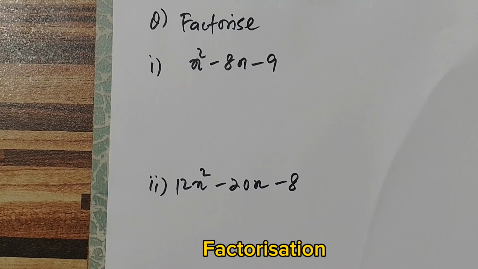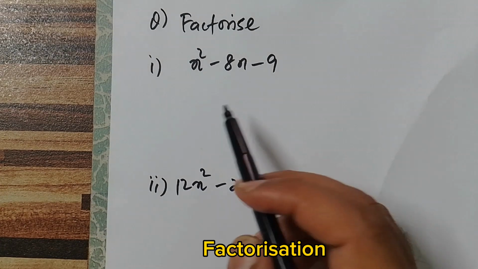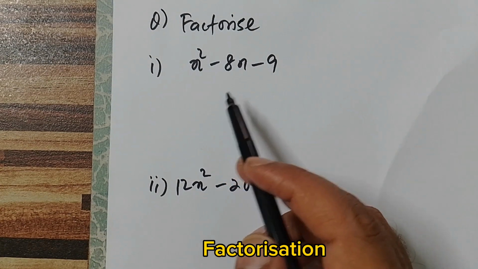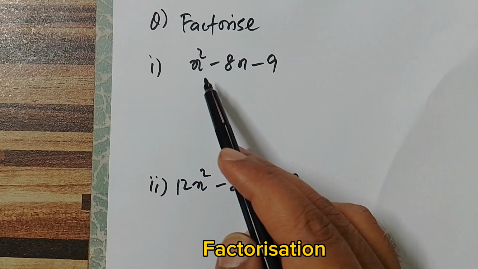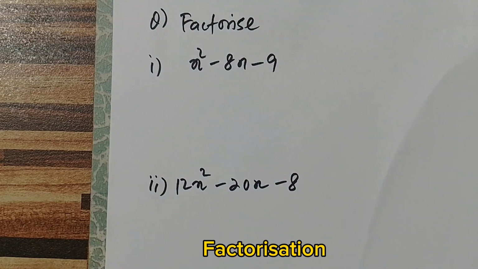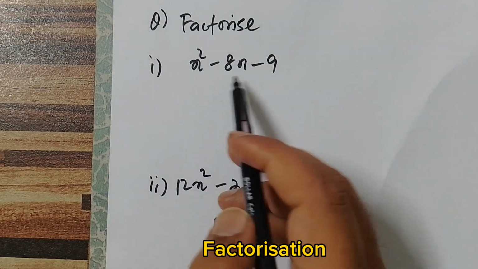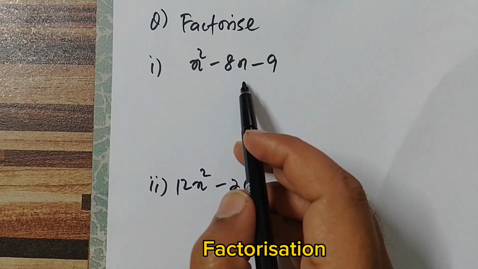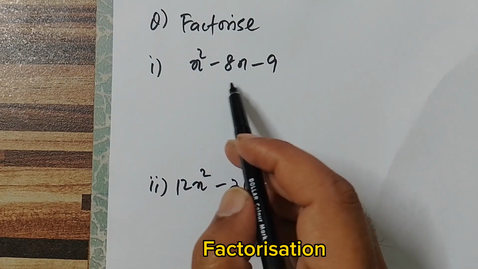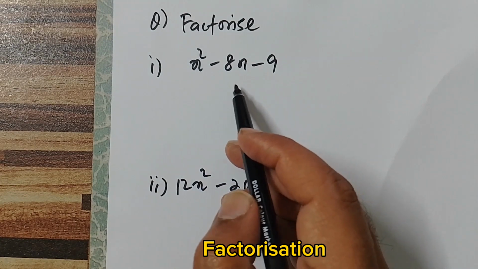Factorization process, which is the next topic, means that we have to convert the given expression in the form of factors. Now to make the factors, there are different techniques. This first question, x square minus 8x minus 9, can be factorized by the method we call midterm break, or sum product method.